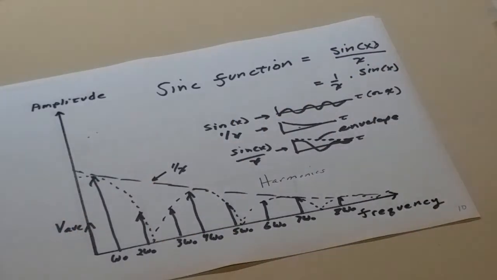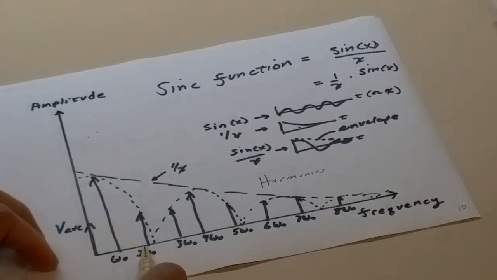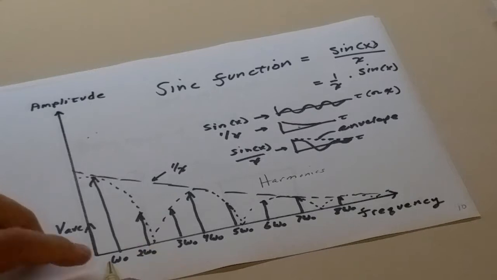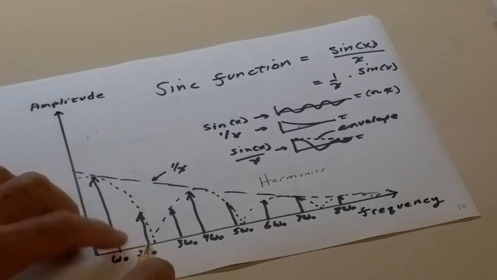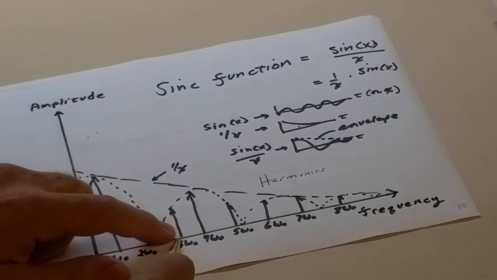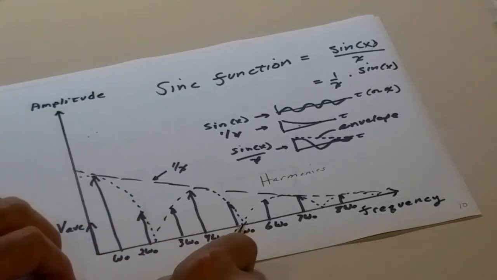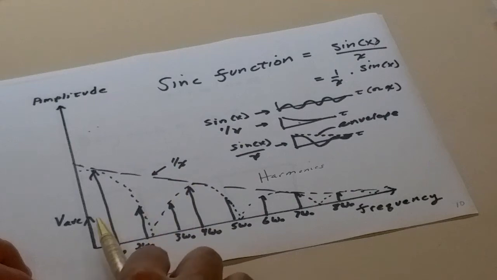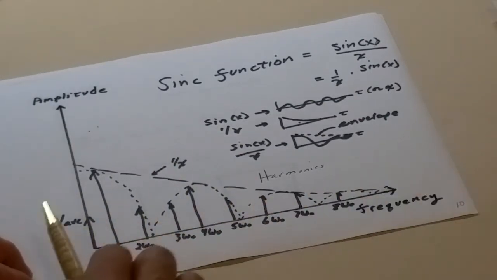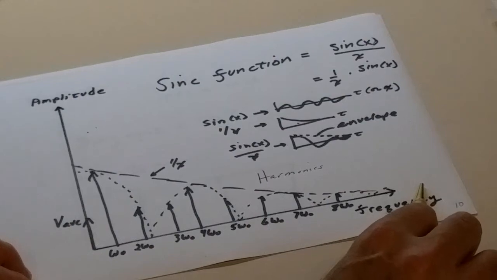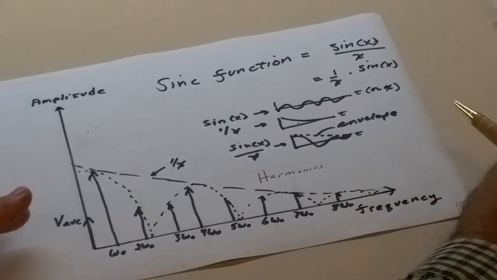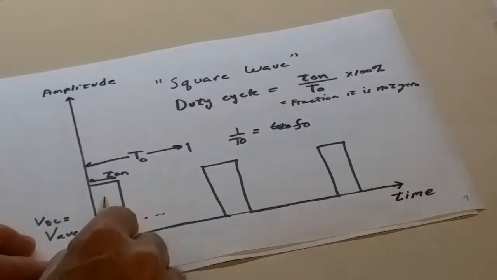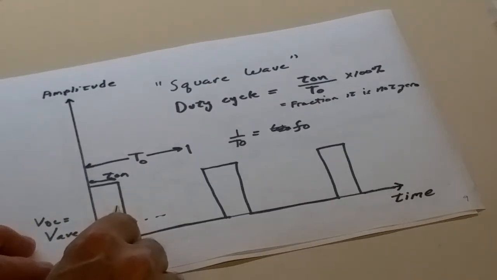The fundamental frequency is called the first harmonic, and then there are multiples of omega naught: a component at 2 omega naught, a component at 3 omega naught, 4, 5, 6, 7, 8, to infinity. That means we would need sine waves at all of these frequencies, going out to infinity, and if we added them all up together, we could reproduce this exactly.